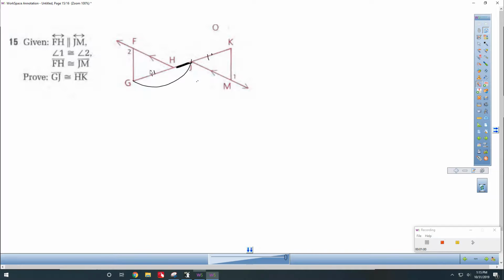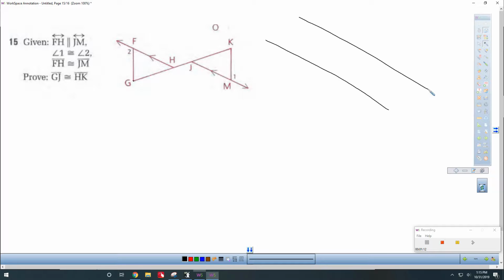Now let's look at what we're given and how we're going to prove these triangles congruent in order to do so. It tells you that FH is parallel to JM. Carson, I'm going to do you a favor, and I'm going to extend those lines. So here's F and H, and here is Michael Jackson. Rest in peace. Okay?